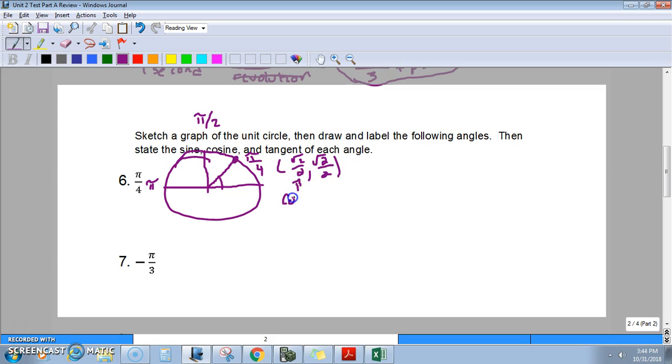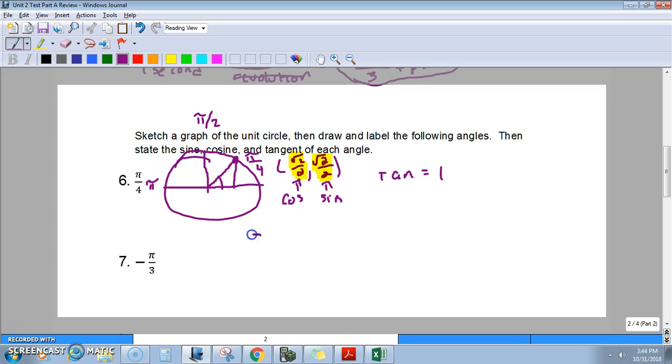This is the cosine, this is the sine, and the tangent is just 1, because the tangent is the opposite over the adjacent there, which is just the sine over the cosine. And when you put the square root of 2 over 2 over the square root of 2 over 2, you just get 1 whole. Okay, so the tangent is 1, but that should also be on your unit circle.